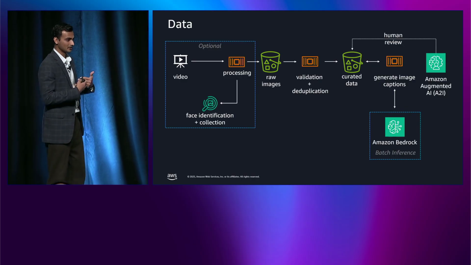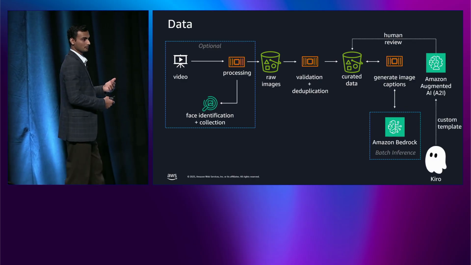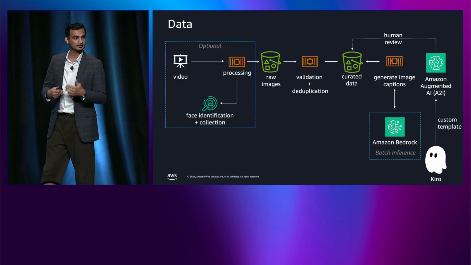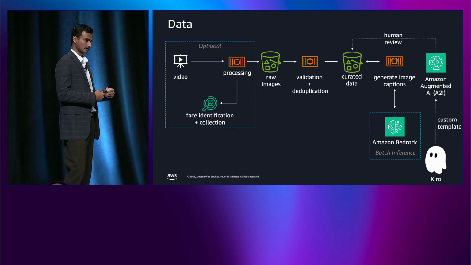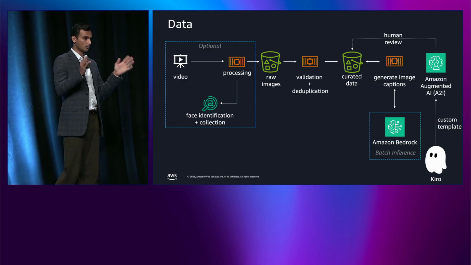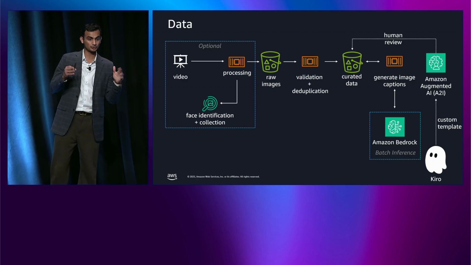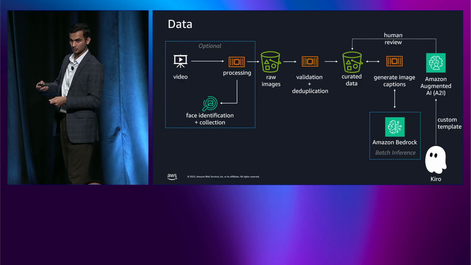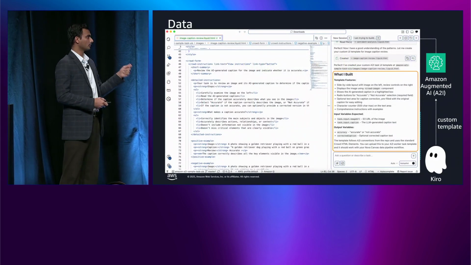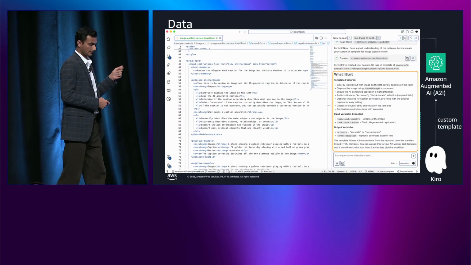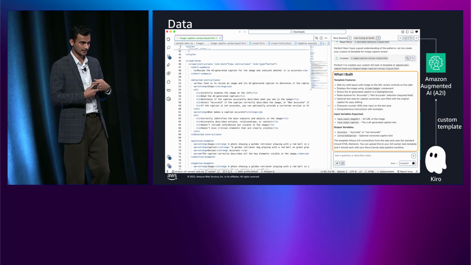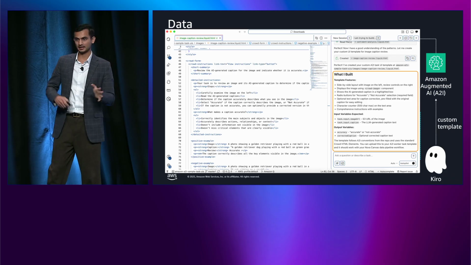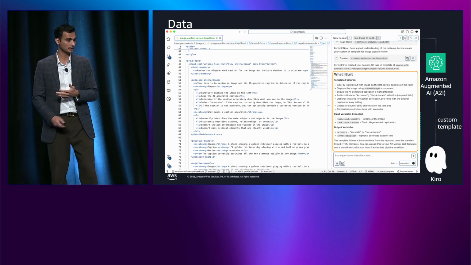I personally am not as familiar with that format, so I fired up my favorite AI assistant, Kiro. It allowed me to generate a custom template for my use case. So I described to Kiro how I want the reviewer interface to look. I provided some of the sample templates that are available in the GitHub repo for A2I. And then Kiro was able to generate this custom template for my needs to create this side-by-side visual, so that I can have an image on one side and the descriptions generated by AI on the other side.